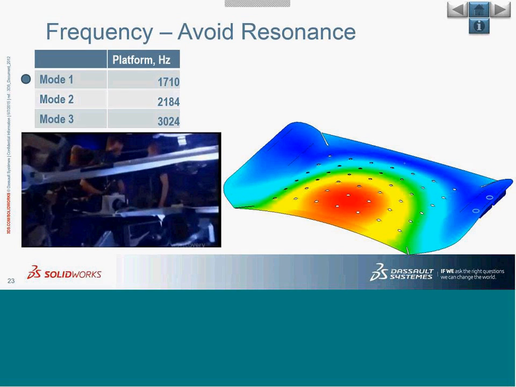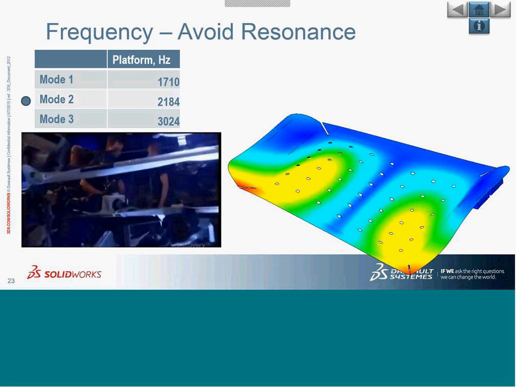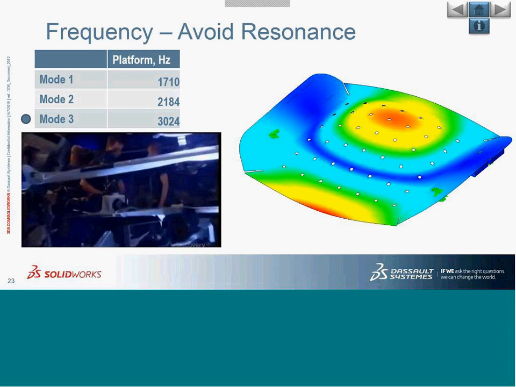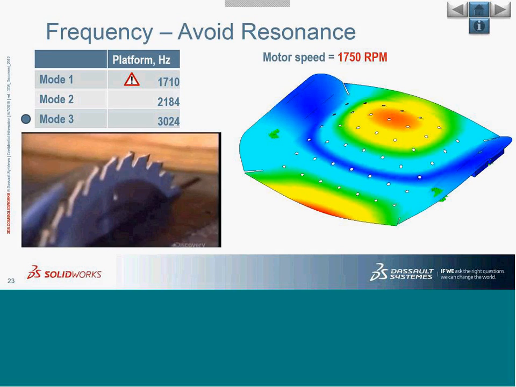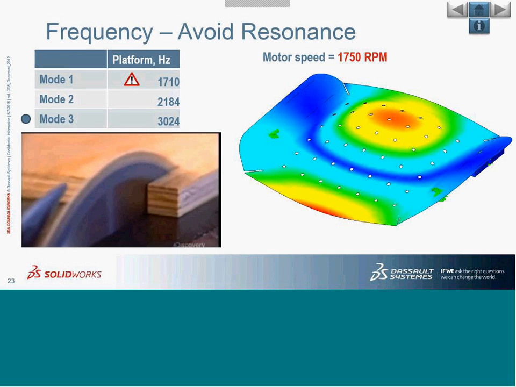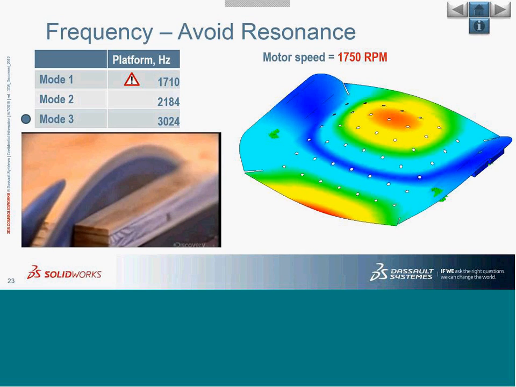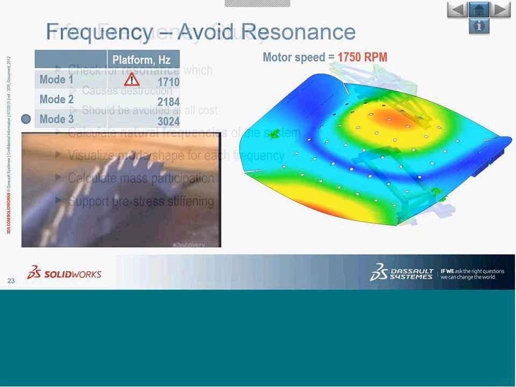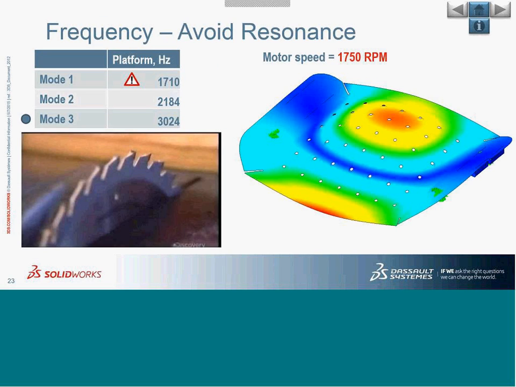Typically, a scenario could be something like this, where for mode 1, the mode shape as shown on screen, I get a frequency of 1710. Then mode 2, and we might also have mode 3 as well. Knowing the motor speed, or the frequency at which this particular motor is rotating, which is 1750 RPM, obviously the first frequency, which is 1710, is quite close, and that is what can hamper this particular design. Even though the difference is 40 RPM, it is comparatively close, and we want to avoid this killer frequency.